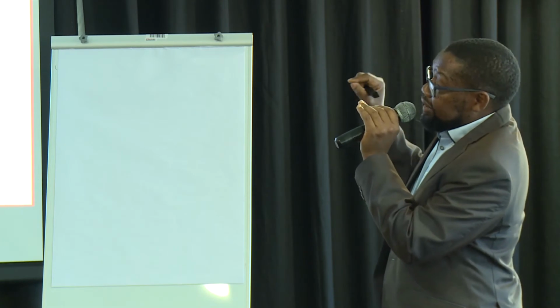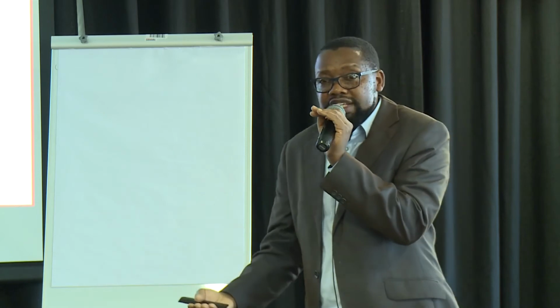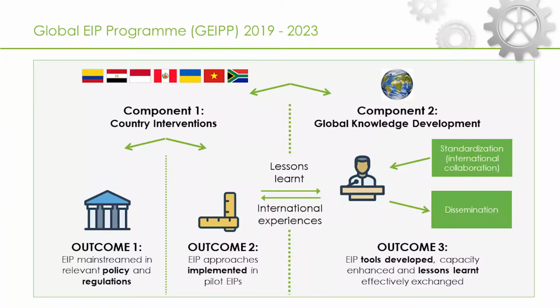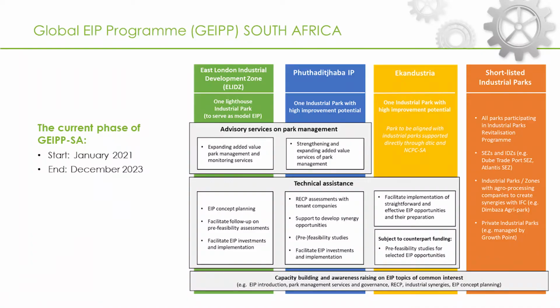Then component number 2 looks at global knowledge development: what we shall be doing in South Africa, and what other countries that are part of this project shall be doing in outcome number 1 and outcome number 2. Can we share those opportunities, that particular knowledge and experience that has been developed? We share it appropriately with our local partners and international partners, specifically project participants.